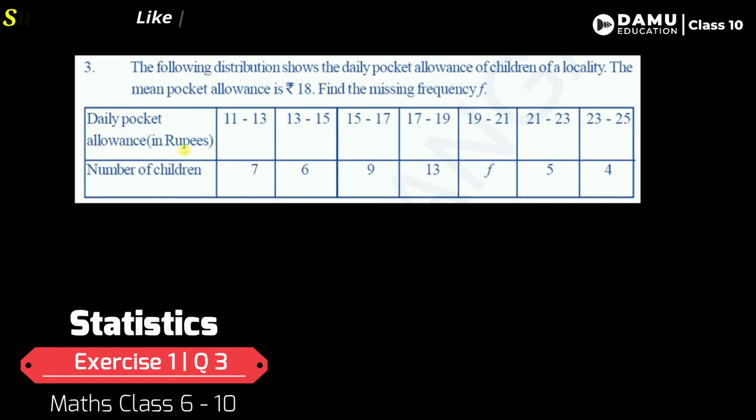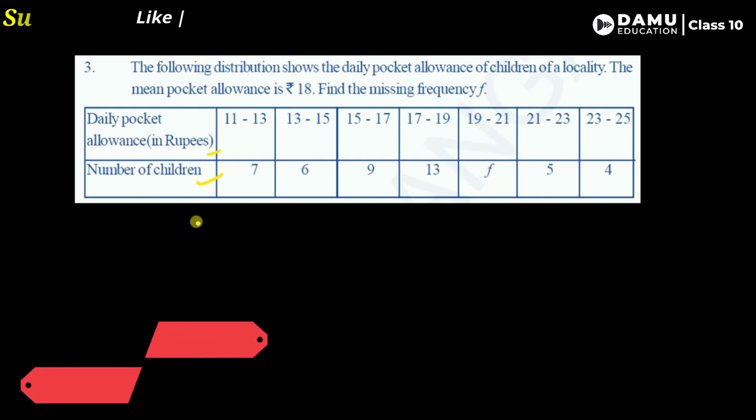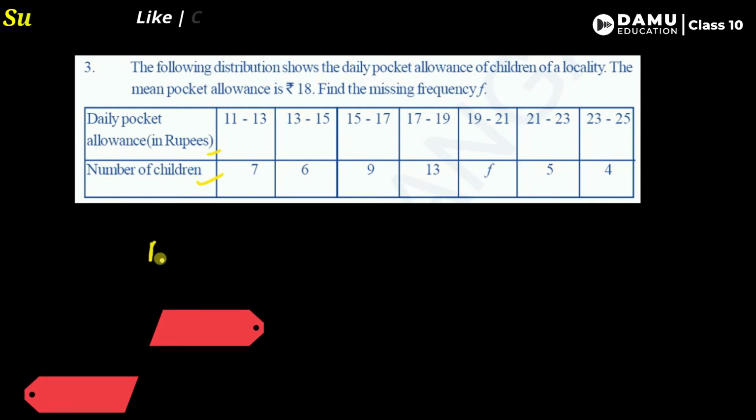So here daily pocket allowances are given in rupees. Then the number of children is also given. Intervals are given. We have to find the mid values, that is, middle values. Let's find the mean value.